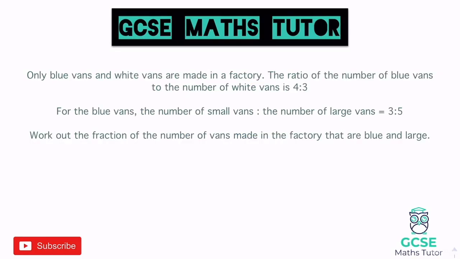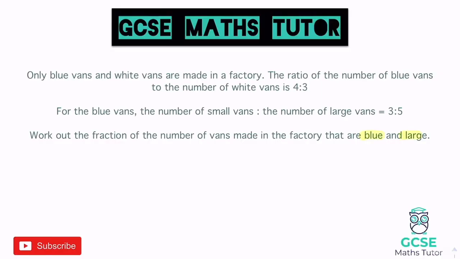So this question on the screen here says only blue vans and white vans are made in a factory. It says the ratio of the number of blue vans to the number of white vans is 4 to 3. And it says for the blue vans, the number of small vans to the number of large vans is 3 to 5. Work out the fraction of the number of vans made in the factory that are blue and large. Okay, so we're looking at these ones that are blue and large.